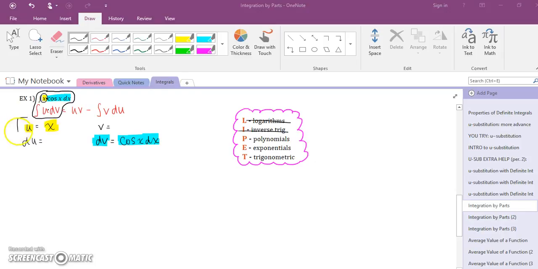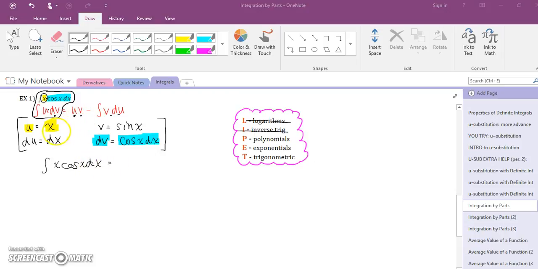What you always want to do when you do integration by parts is set up this little box, because for the formula, not only do I need u and dv here, but I also need v and du. So if I start with u being x, du, the derivative of u, is 1 dx. If dv is cosine x dx, then v would be the antiderivative, which is sine x. Once you have that, you just plug into the formula and go with it.